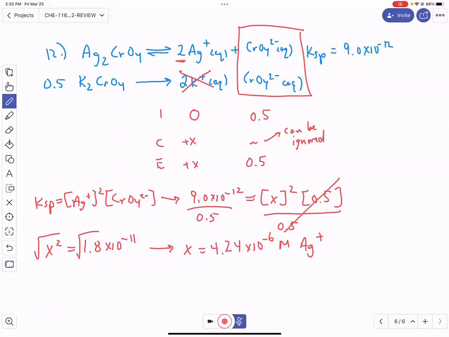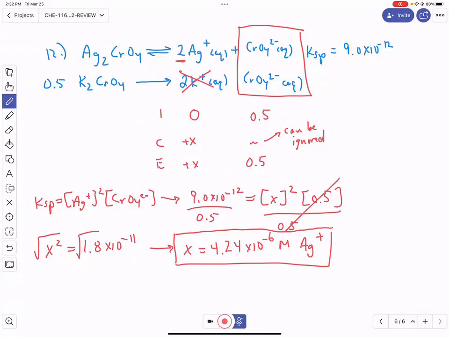But they're only asking for what's the concentration of silver. So there's the concentration of silver I would need in solution to precipitate silver chromate, given the concentration of chromate I have from potassium chromate.